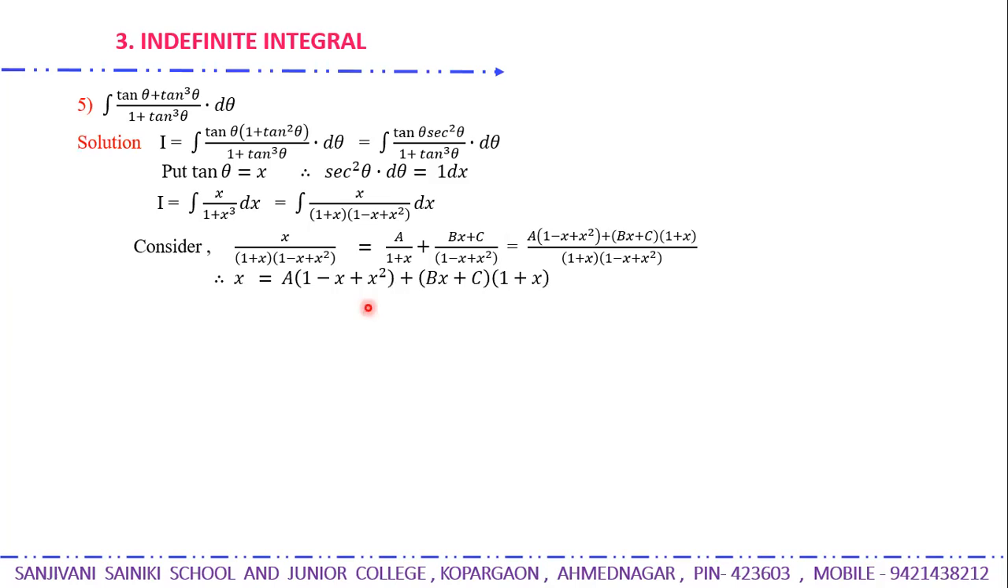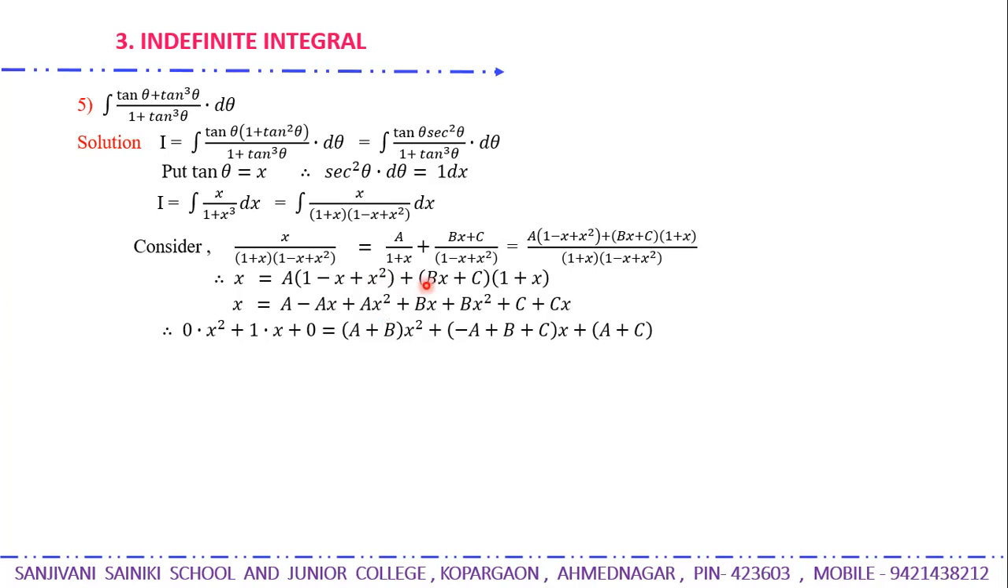Then cross multiply. Now in this case, we are not able to find the values of all the constants directly. We get the value of one constant directly because this is a linear factor. So 1 plus x becomes 0 when x is equal to minus 1. So when I put x is equal to minus 1, I will get the value. And to find the remaining values of b and c, I can put x is equal to 0, x is equal to 1, x is equal to 2, any value. No problem.